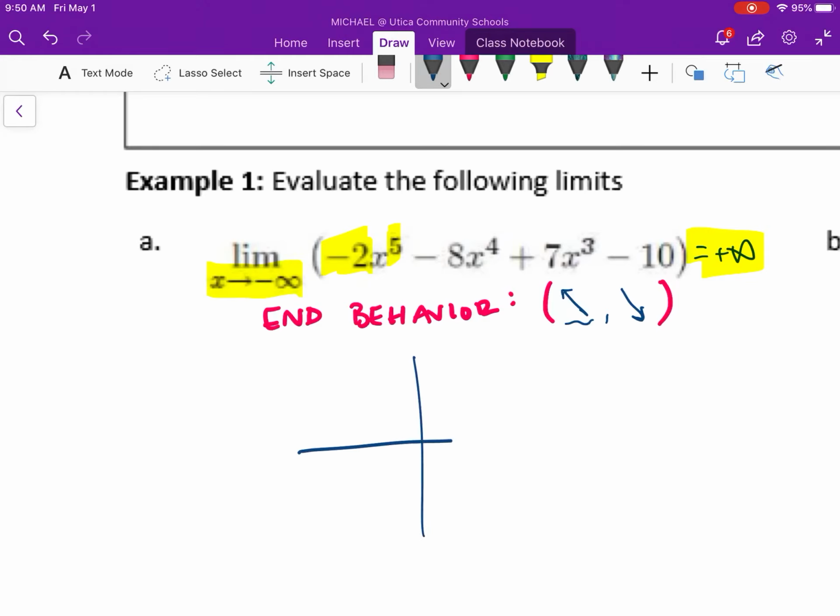Again, let's look at what this looks like on the graph. The end behavior this way is up. The end behavior down there is down. We don't know what's happening in the middle. It does not matter, because we're looking at, as x goes towards negative infinity, what does the graph do? The graph goes towards positive infinity. So that's how we got that answer. All right, pause the video, work on example B.